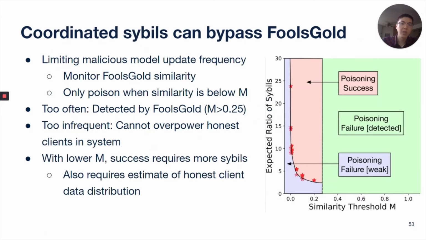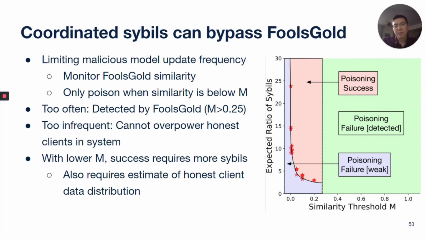We run an experiment where the attacker has the following strategy. They run the FoolsGold algorithm locally and measure the similarity amongst the Sybil clients. For a fixed similarity threshold M, they only perform the poisoning attack if the similarity observed by FoolsGold is below this threshold. When M is too large, the attacker still poisons too often, and the attack is detected and prevented by FoolsGold. This is the entire right section of the figure shown, where the poisoning attack is detected.